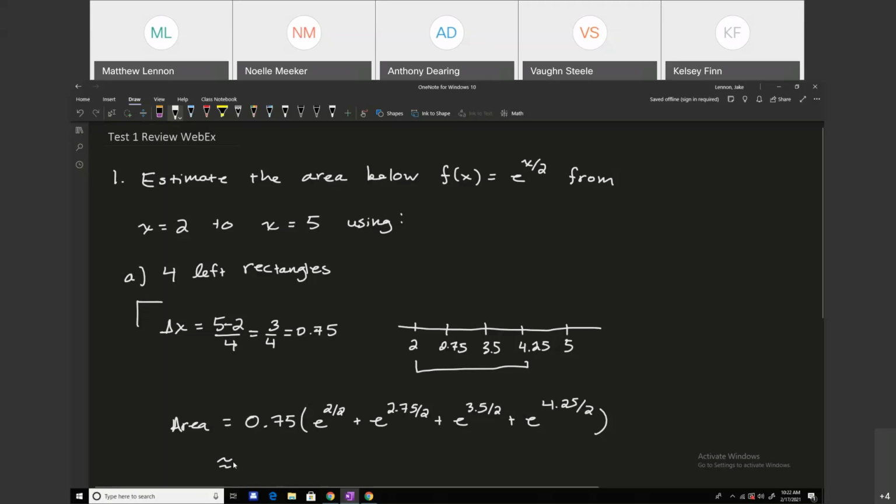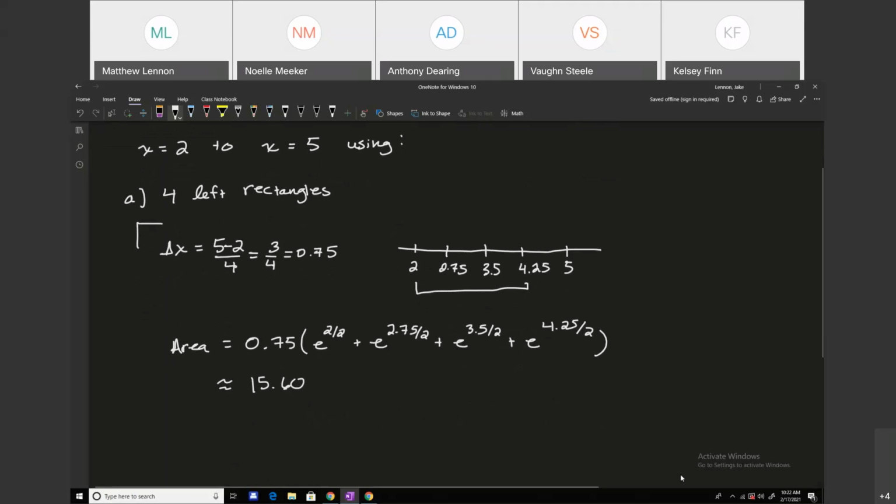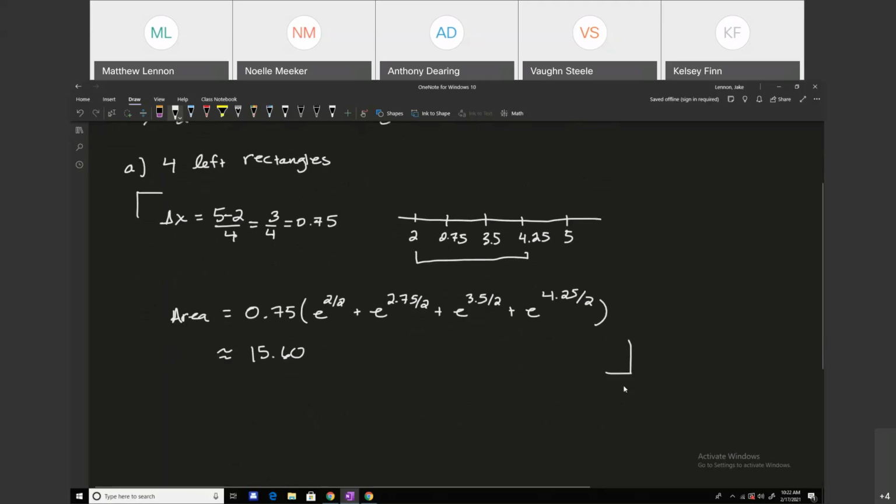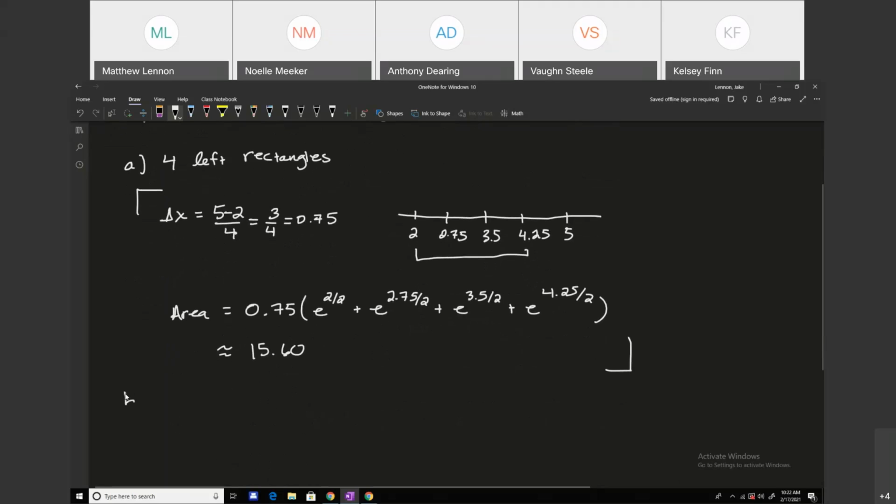So we end up with about 15.6. 15.60 if you rounded to 2 spots, which is usually what I round to. And then B, we want to do the same thing, but with right rectangles.